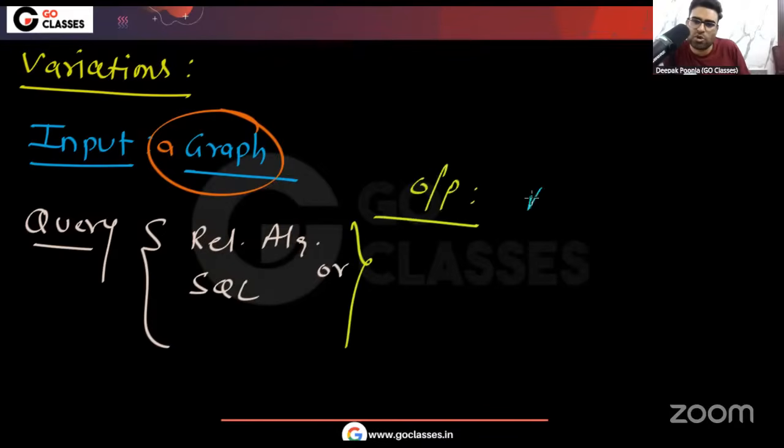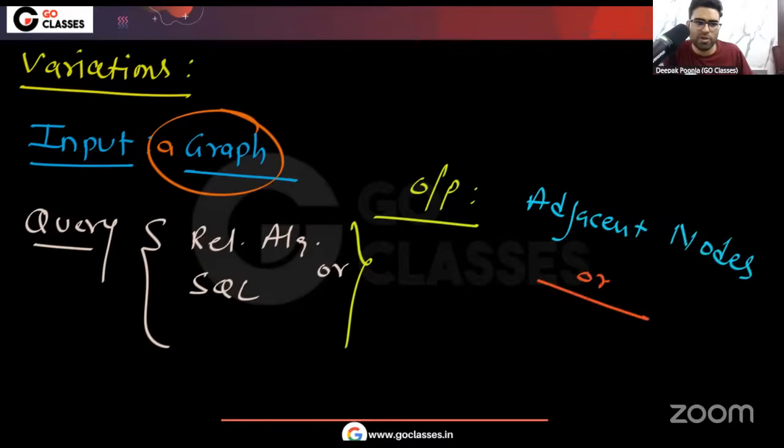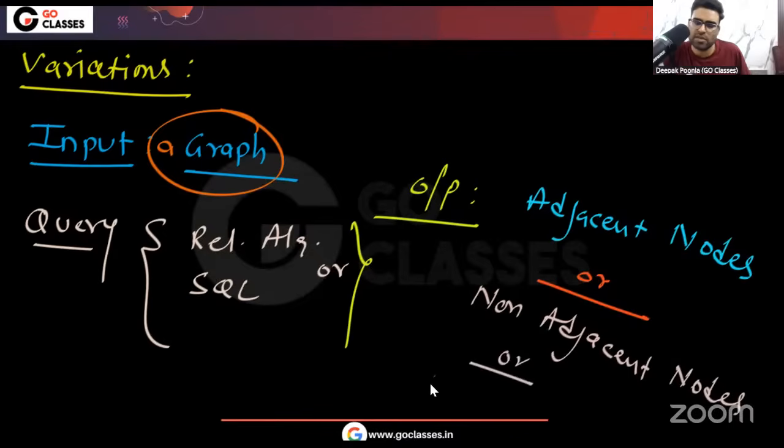And maybe the output will be adjacent nodes. Yes or no? Or maybe the output will be non-adjacent nodes. Something like this, or anything they want, or what GATE wants. So I hope you understood that many variations you can handle in the same way. Okay, I hope this is clear.